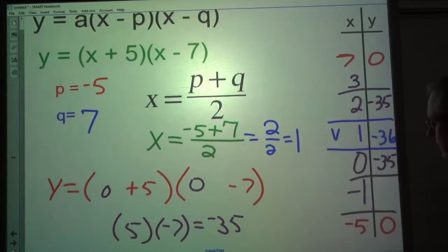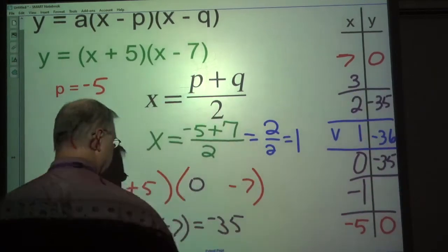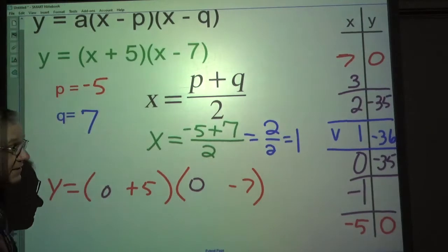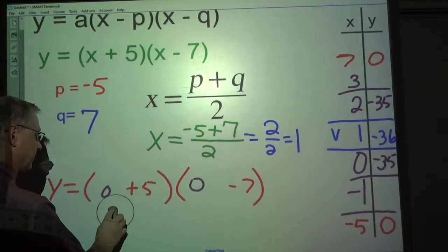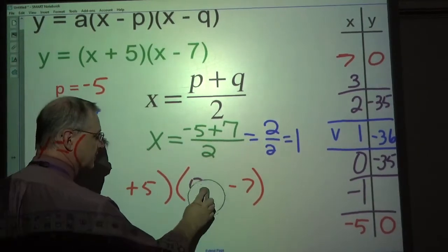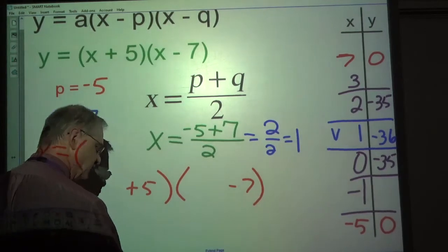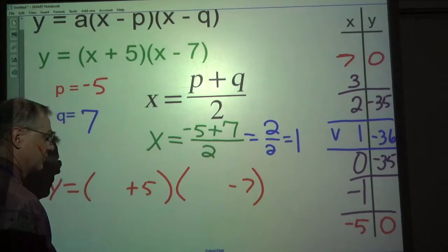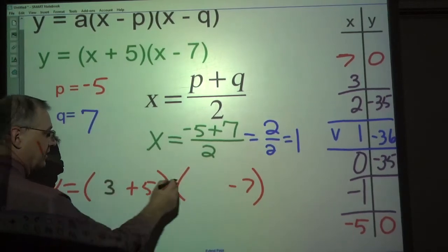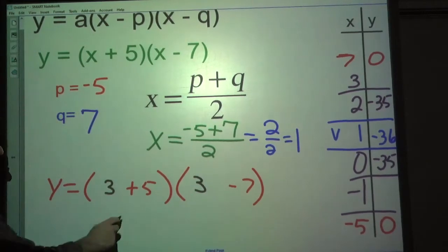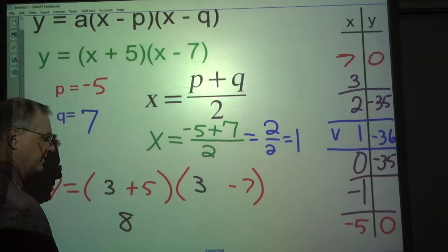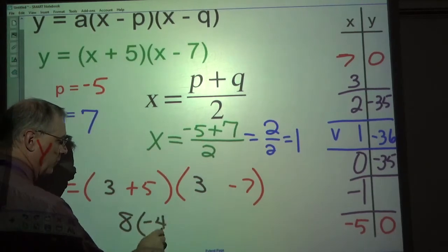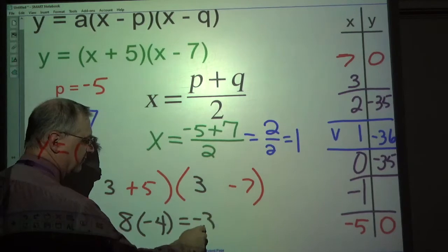Let's try the other two numbers that we have here. Let's see, negative 1 and positive 3. These aren't the only numbers we could use, but it's nice to use at least 3 or 5 numbers total in a row here when possible. So let's do 3. 3 plus 5 is 8. 3 minus 7 is negative 4. The result would be negative 32.